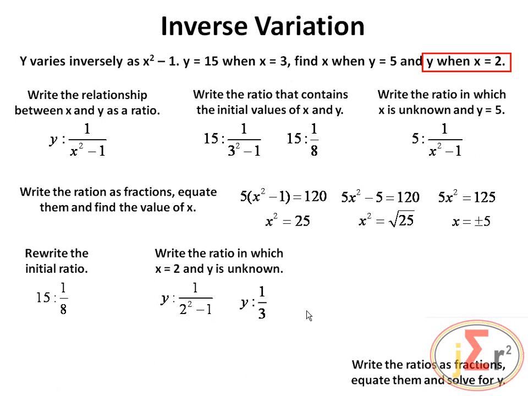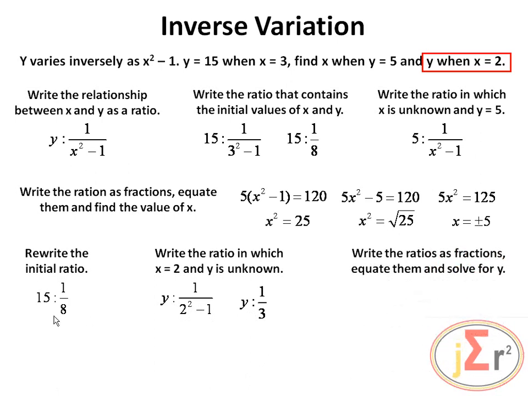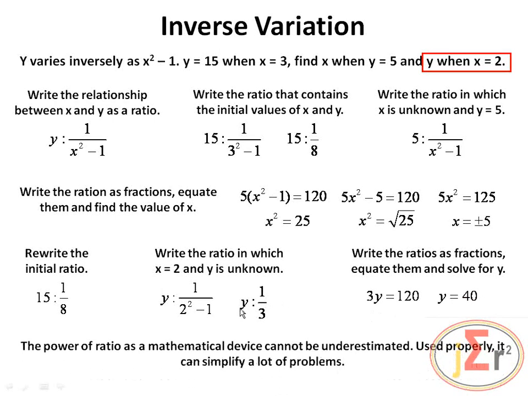And that's our situation. So we are going to have 8 times 15 when we attempt to write those ratios as a fraction. And of course, this one we are going to have 3y. So 3y is equal to 120 and y is equal to 40. The power of ratio as a mathematical device cannot be underestimated. Used properly, it can simplify a lot of problems.